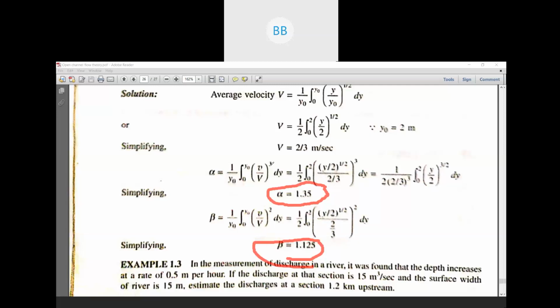Always remember, when you talk about alpha, it's cube, whole cube, and for beta, it's whole square.